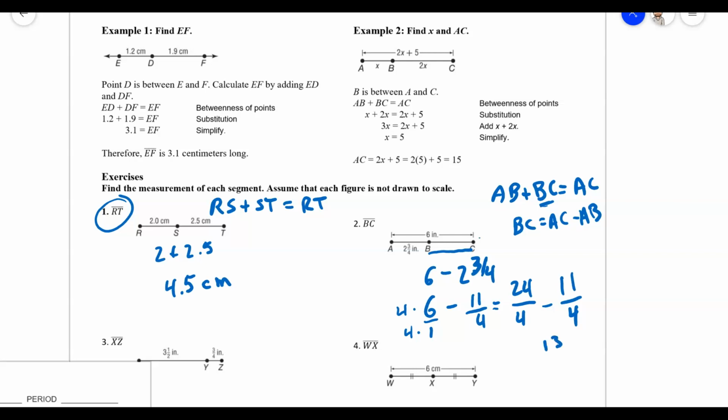That would be 13/4. And then if we want, we can rewrite that as a mixed number instead of improper fraction. So 4 goes into 13 3 times. So this would be 3 1/4 inches. Okay, 6 inches. So 6 inches minus 2 inches puts us at 4 inches. And if we subtract 3/4 from that, it would take us down to 3 1/4 inches.